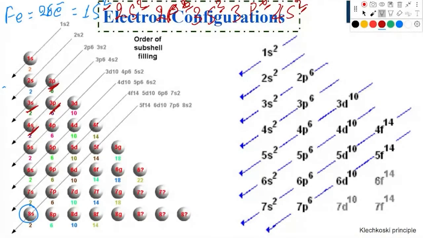So then we come to 3d6, because we still have only 6 more electrons. Then here you can total these electrons together. How many? In total it is 26. Now we end up with the shell D and 6 electrons.